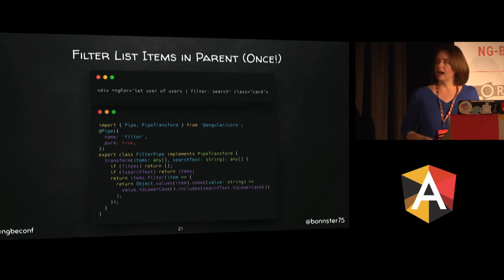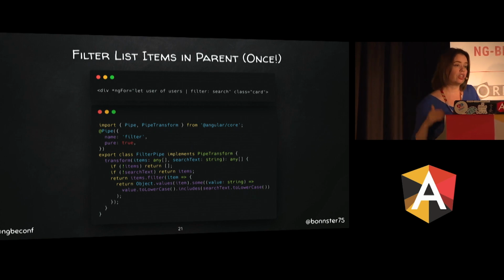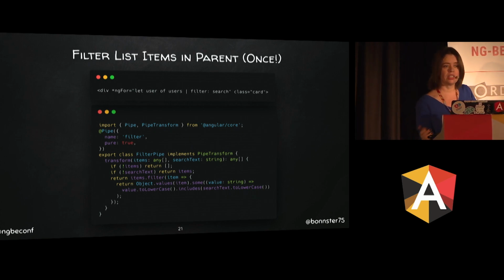Okay, here's another one. If you're using a pipe in your ngFor to filter a list, you could be iterating through your list over and over again, which is exactly what we saw. So especially once you separate the input from the ngFor, you want to filter your list items in the parent. This is something I learned that actually makes a big difference, and now I do it all the time. I might have ngFor let user of users, and then I put a filter in there, like the search filter. So if I put a console log here, it's going to show over and over and over again, right?